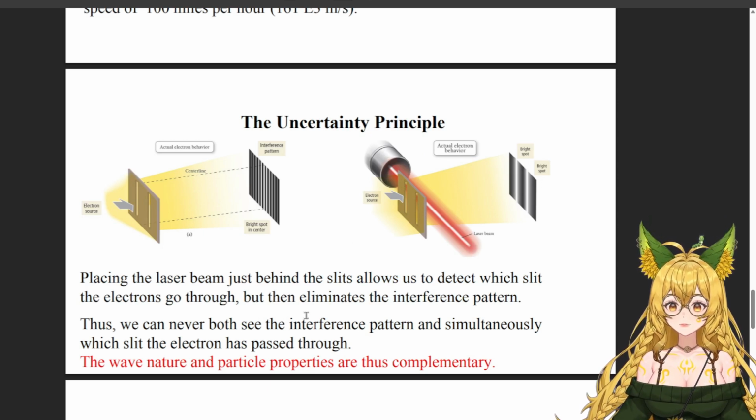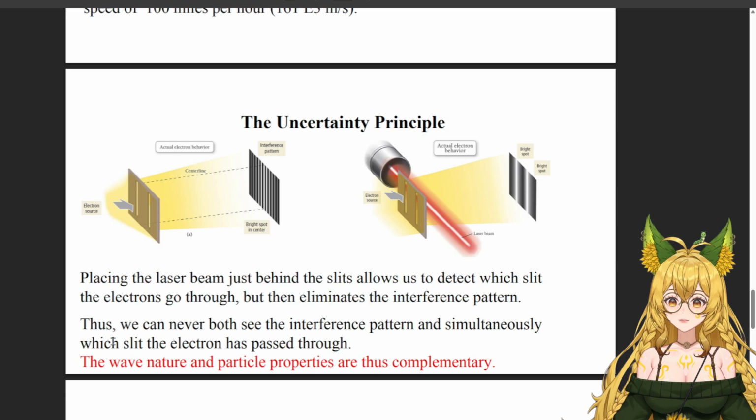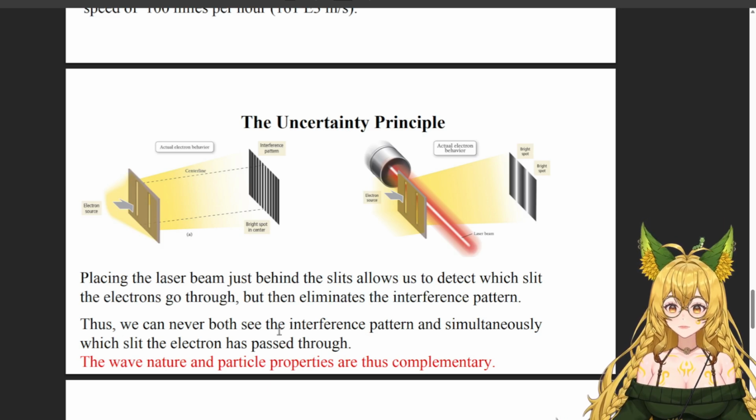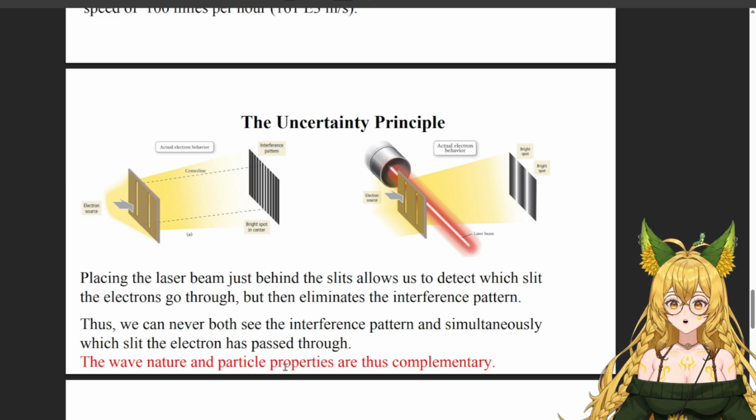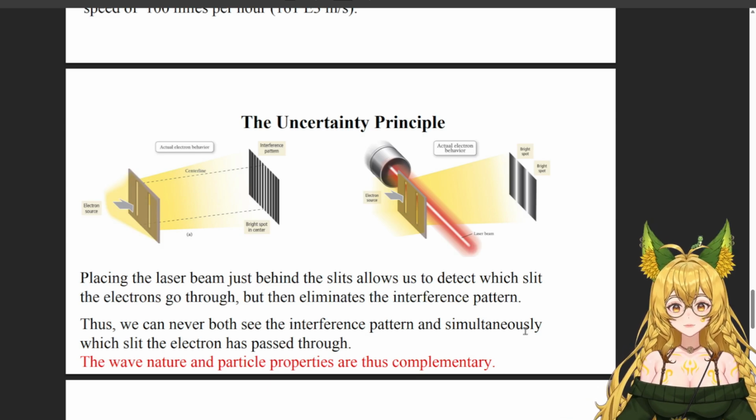Thus, we can never see both the interference pattern and simultaneously which slit the electron passed through. The wave nature and particle properties are thus complementary. That's very important to know.